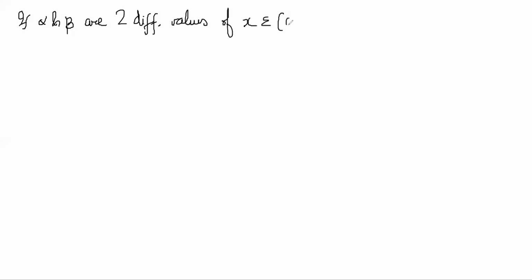Next: if alpha and beta are two different values of x lying between 0 and 2 pi, which satisfy the equation 6 cos x plus 8 sin x equals 9, find sine of alpha plus beta.